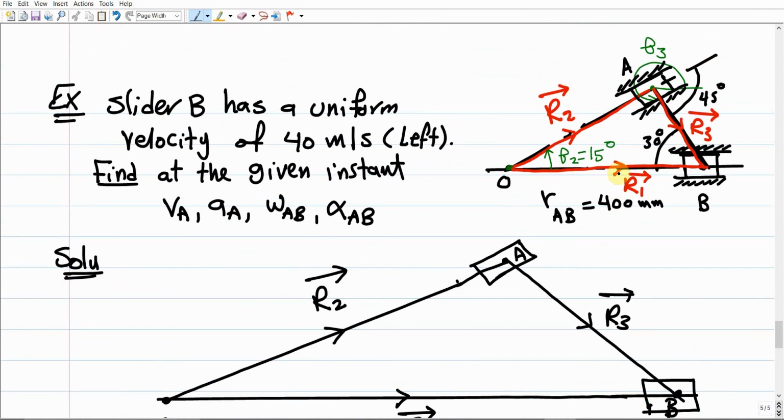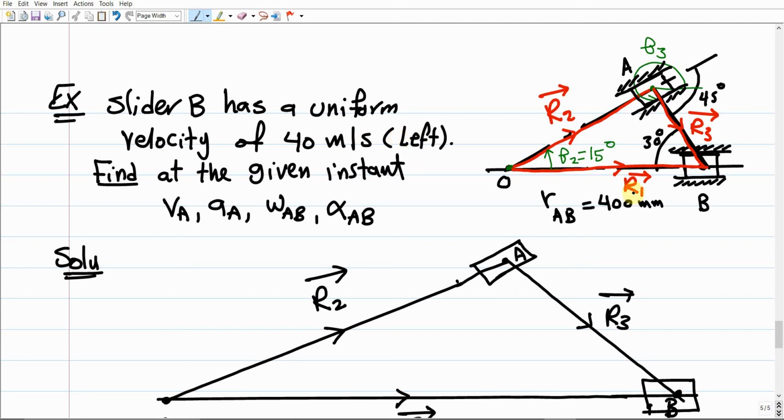This is the rate of change of the position R1, which is the speed over R1, and it belongs to the slider. So if we talk about R1 dot, we are talking about the sliding velocity of the slider itself. The sliding velocity of slider B is already given as 40 meters per second, and its direction is to the left.